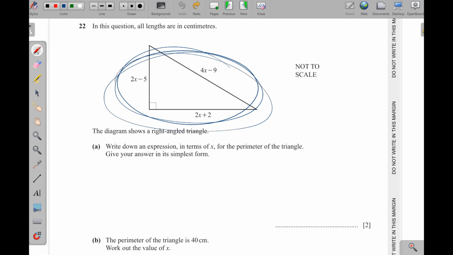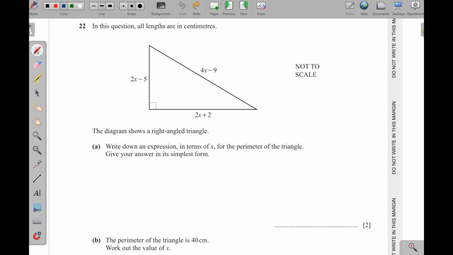And wherever you see a right angled triangle, then you can use SOHCAHTOA and also the Pythagoras theorem if only lengths are involved. Okay. If an angle is involved, then we can use the SOHCAHTOA. But then here they are saying that part A, write down an expression in terms of x for the perimeter of the triangle and write your answer in the simplest form.